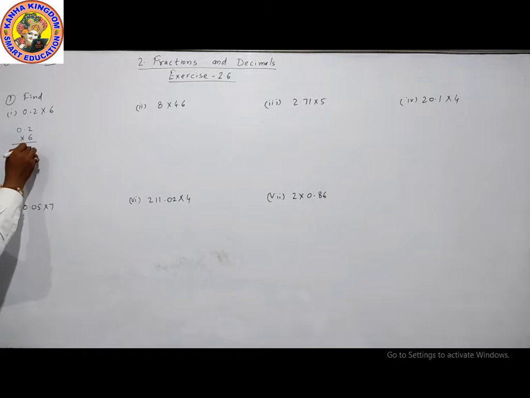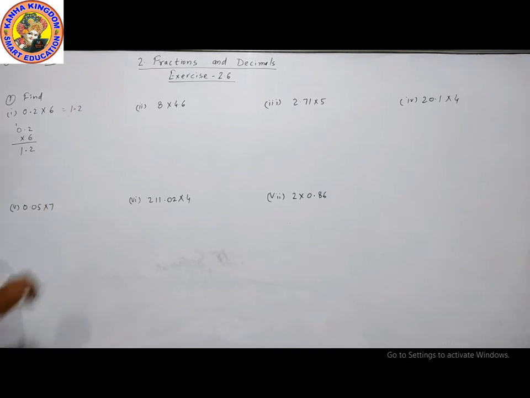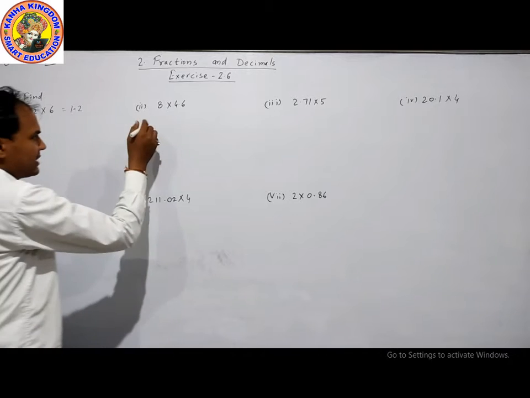6 into 2, 12. 6 into 0, 0 plus 1, 1. 2 into 6 is 12. So this is our answer. But here the count of decimal places is 1, so we will place a decimal point here. So this is our 1.2.